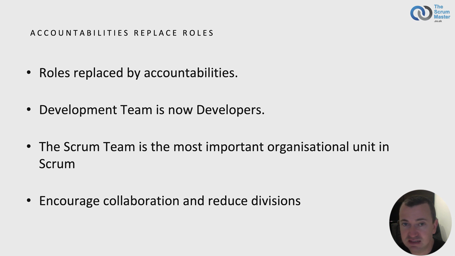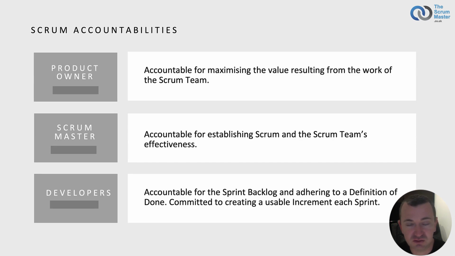These accountabilities align with those of the roles in the Scrum Guide pre-2020. Here are the 3 accountabilities in the Scrum team. The product owner, accountable for maximising the value resulting from the work of the Scrum team. The Scrum Master, accountable for establishing Scrum and the Scrum team's effectiveness. Developers, renamed from development team, accountable for the sprint backlog and adhering to a definition of done. They are committed to creating a usable increment each sprint.